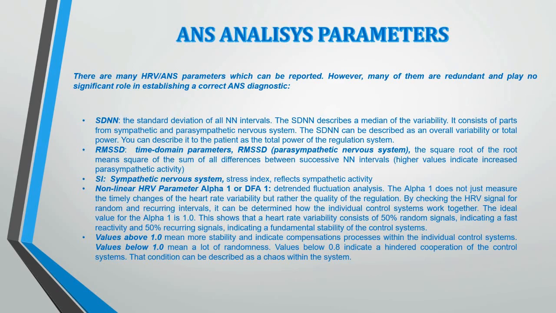And this shows that a heart rate variability consists of 50% random signals, and that indicates a fast reactivity of the organism, and 50% recurring signals, which indicates a fundamental stability of the control system. Values above 1.0 mean more stability and indicate compensation processes within the individual control systems, and values below 1 mean a lot of randomness. Values below 0.8 indicate a hindered cooperation of the control system, and that condition can be described as a chaos within the autoregulatory system.